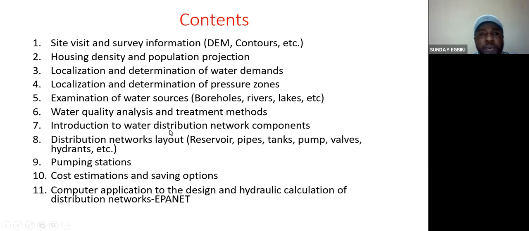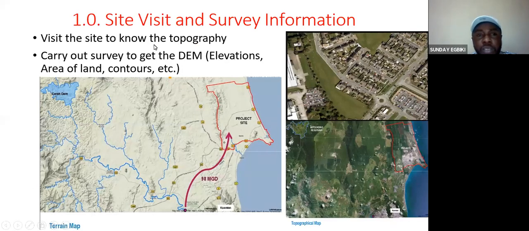The first step is what we call site visit and survey information. When you are called as a consultant to come and design a water distribution network or water reticulation network system for a community, for an estate, the first thing you need to do is to visit the site, to visit the community where this reticulation system needs to be carried out. Why do you need to go to those places?